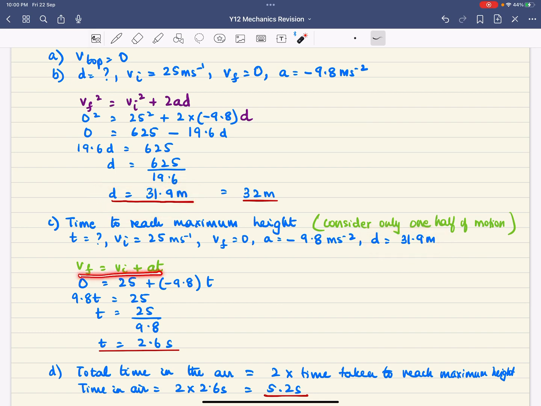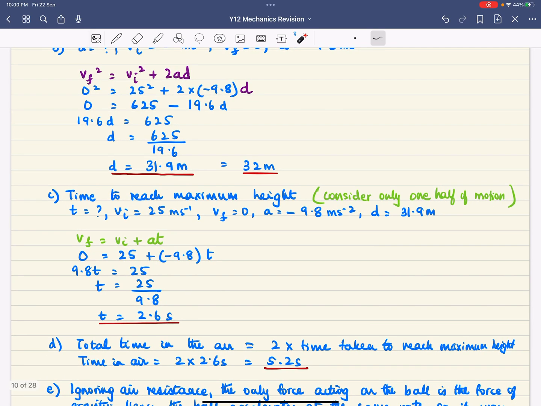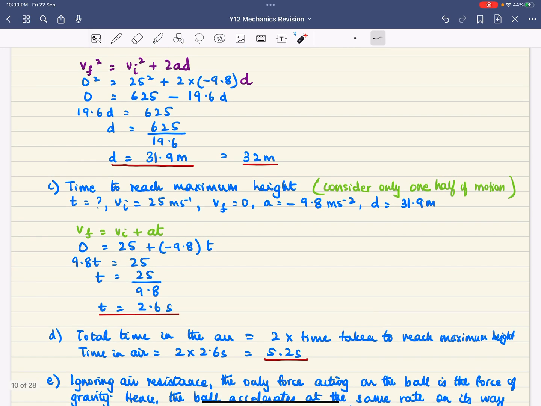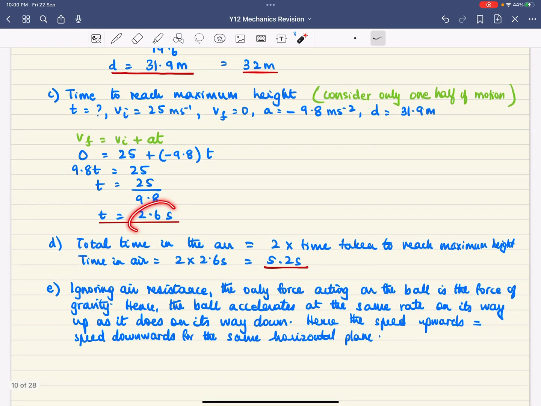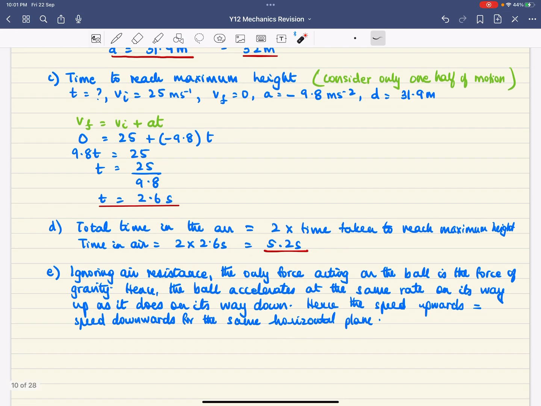So this is the equation that fits what we need to get. You substitute and you get the answer. So that's the time taken to go 1/2 of the journey. So the total time the ball is in the air is twice this. So you multiply that by 2 and you get 5.2 seconds.